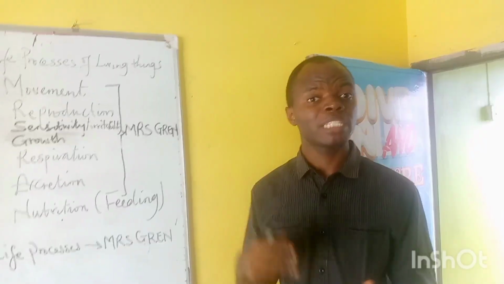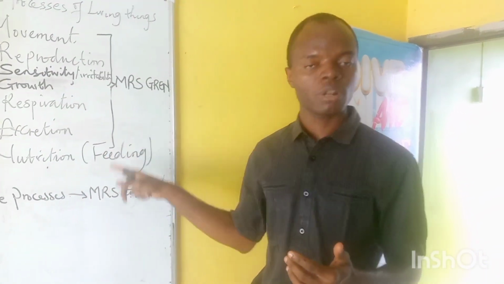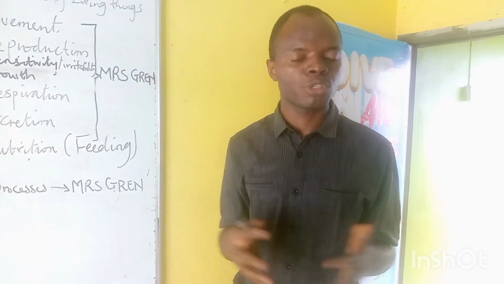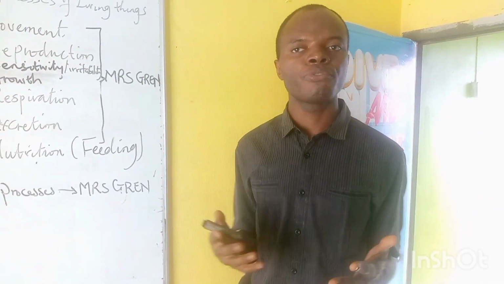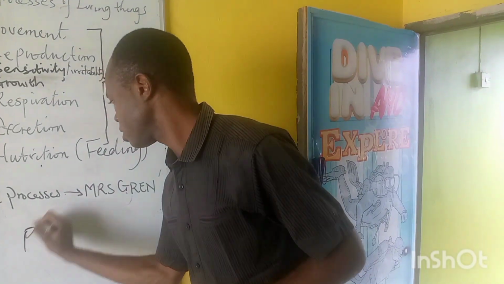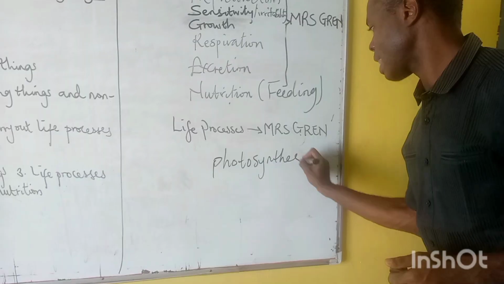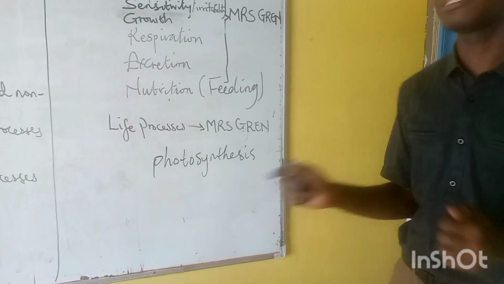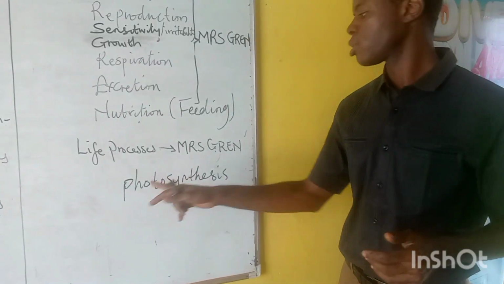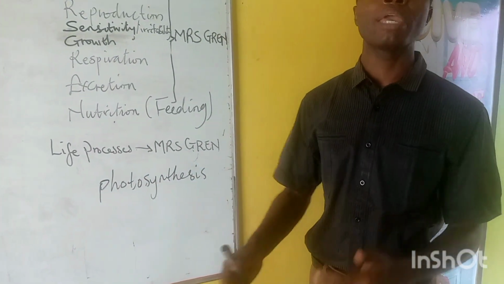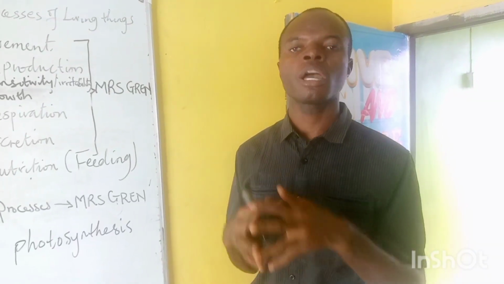While plants, especially the green plants, can make use of carbon dioxide and water through the help of sunlight to make their own food. The ability of plants to make their own food is called photosynthesis. Photo means light, while synthesis means production. It means that plants use the energy from the sun, which is photo, to make their own food using materials such as carbon dioxide and water.